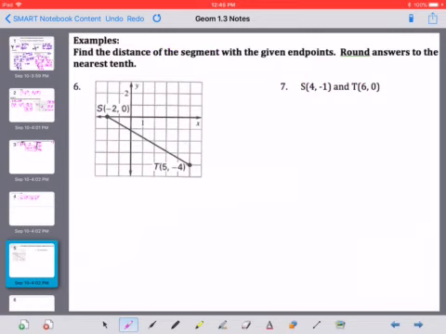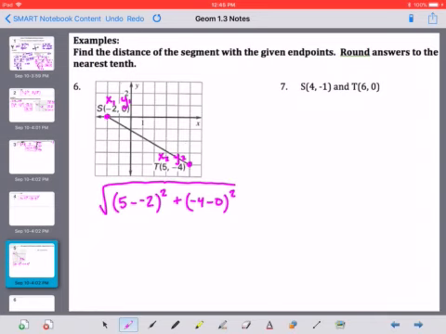So example 6, we're going to find the distance of the segment with these given endpoints S and T. And let's go ahead and plug in. So if you like to label, you can. This is your x1 and y1 and your x2 and y2. So our formula tells us first to subtract the x values. So our second x value is 5. Our first one is -2. So we have 5 minus -2, squared. And then our y values, our second y value is -4. And our first one is 0. And then we square that. And then we take the square root of the whole thing at the end.